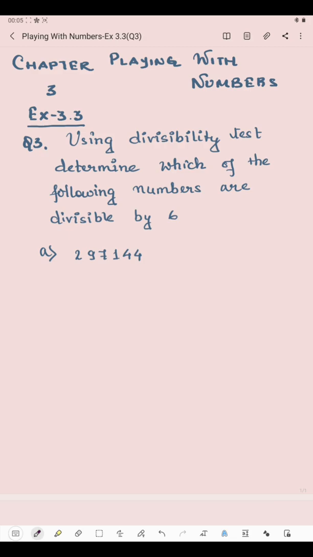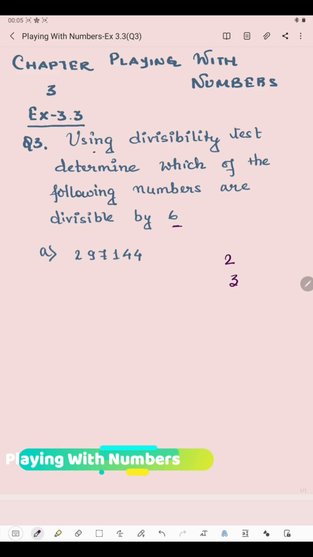Going to start question number 3 of exercise 3.3. Question number 3 says, using divisibility test, determine which of the following numbers are divisible by 6. According to the divisibility rule by 6, if the number is divisible by 2 as well as 3, then we can say that the given number will be divisible by 6.